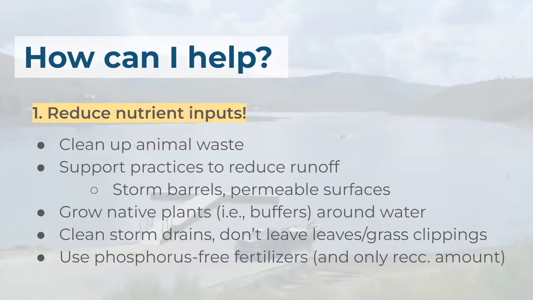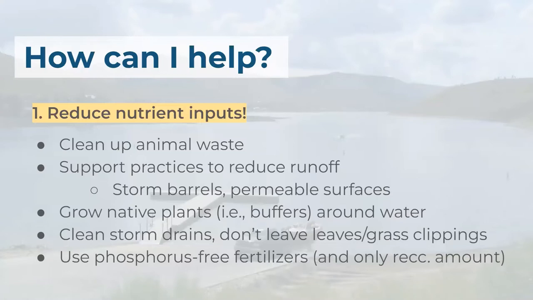And so I've just made a list on this slide of things that you may be able to do in your own home, in your own neighborhood to reduce nutrient inputs. And so as I read and talk through these, I would encourage you to think about which of these may apply to you and which ones you could look to implement to help prevent HABs at your local water body. The first is easy: clean up animal waste. If you have a dog, take it out for a walk, make sure to pick up and dispose of that poop properly. The second is supporting practices to reduce runoff.